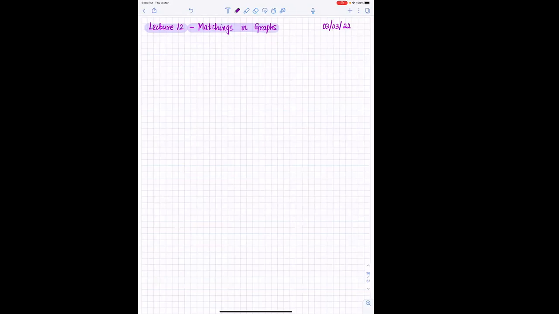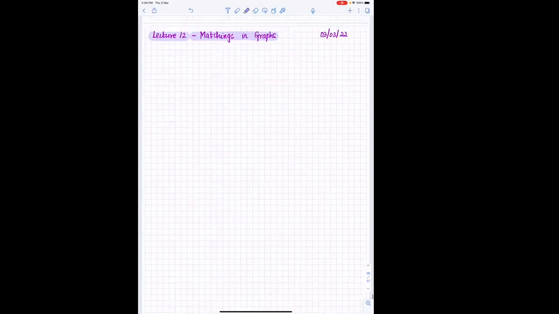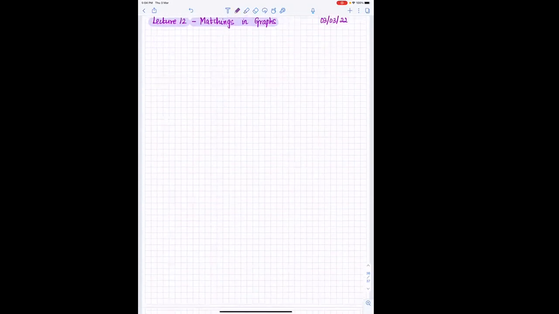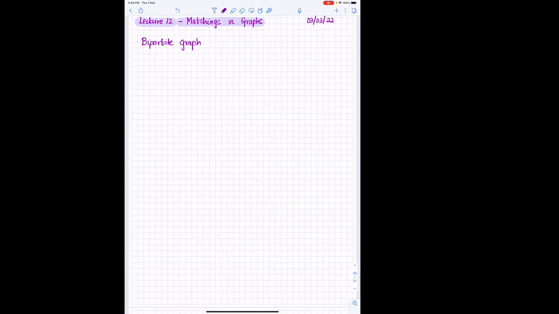Okay, so today we will actually look at a concept in graphs that's called matchings. Do any of you recall the definition of bipartite graphs? So what is a bipartite graph? It can be partitioned into two parts, and within those parts the vertices aren't adjacent, but the whole graph is connected.